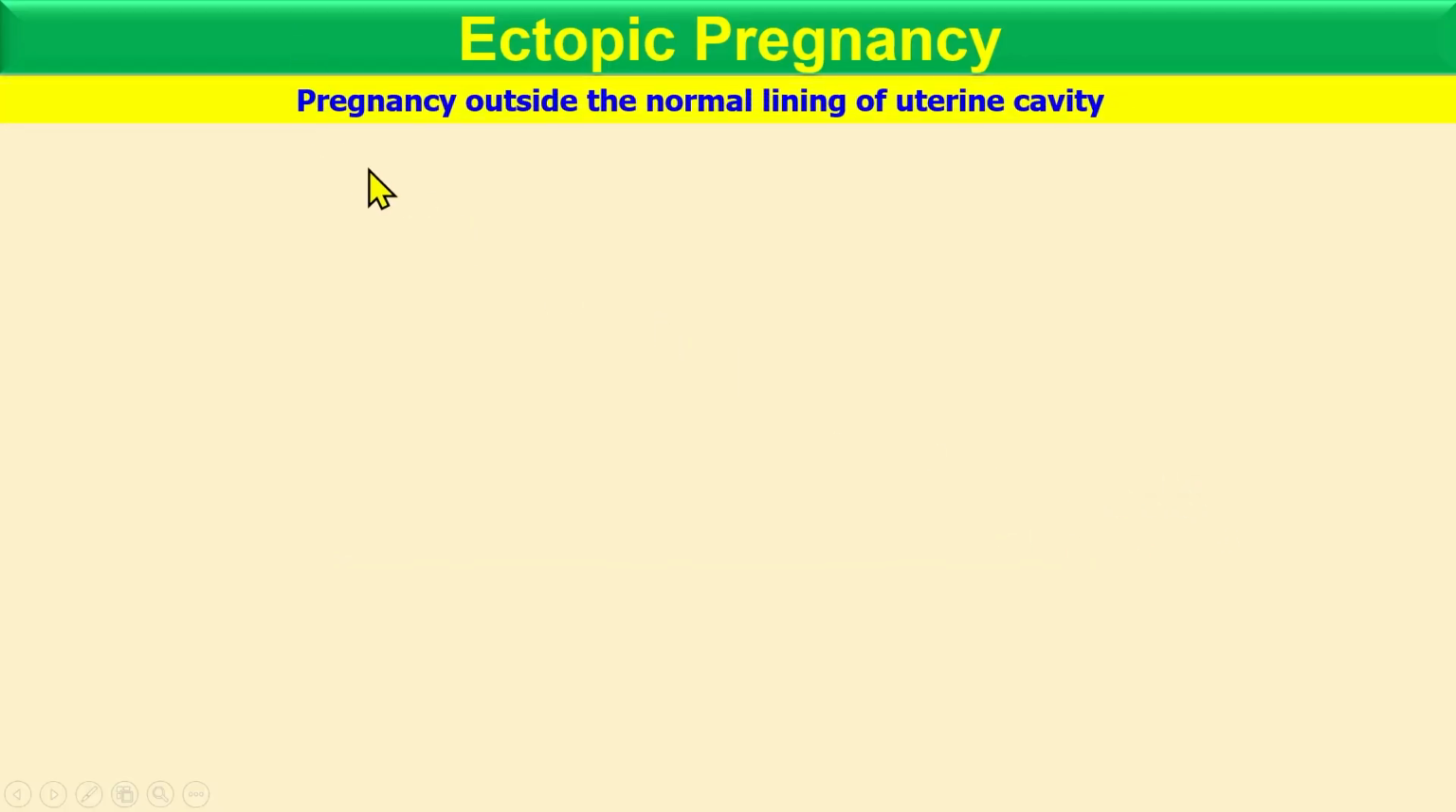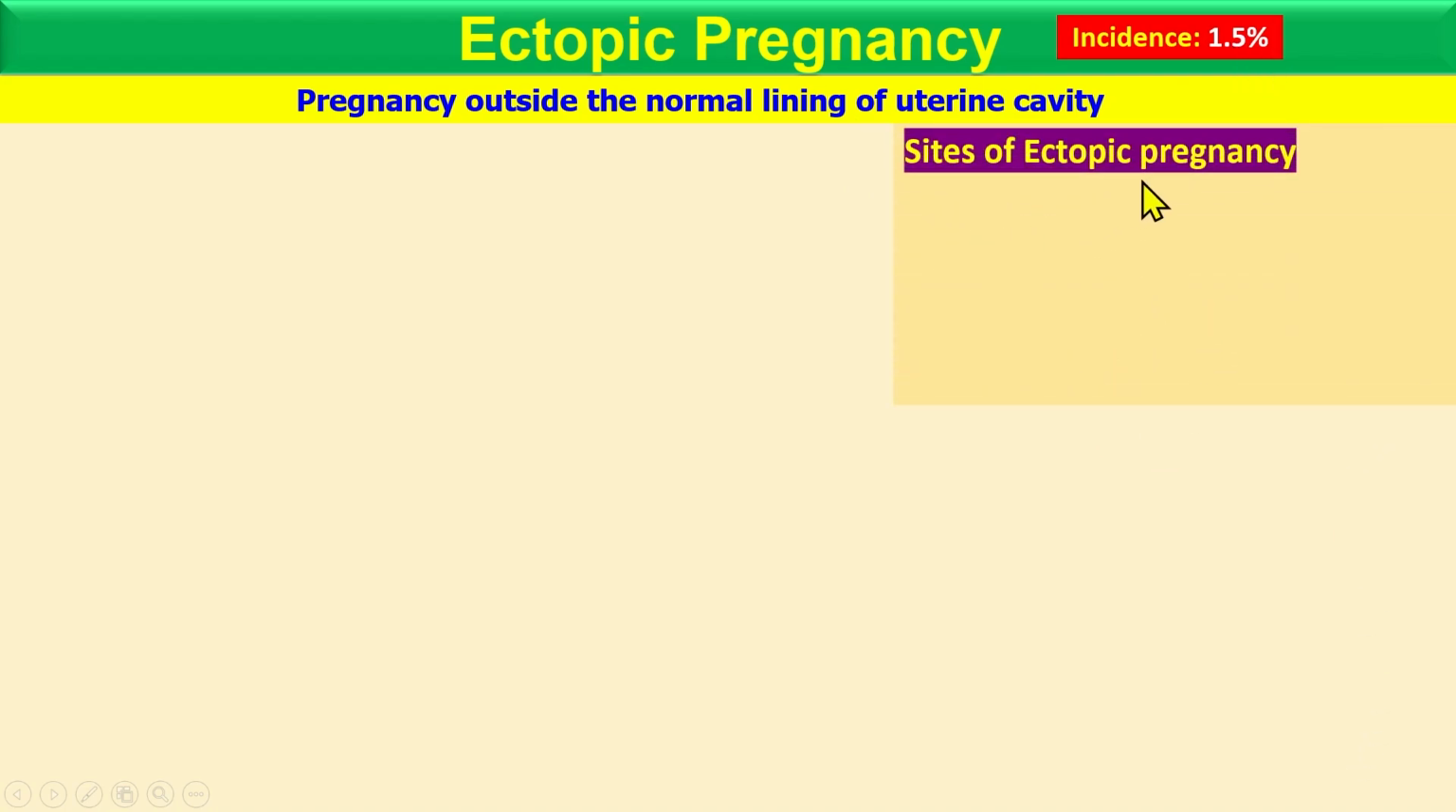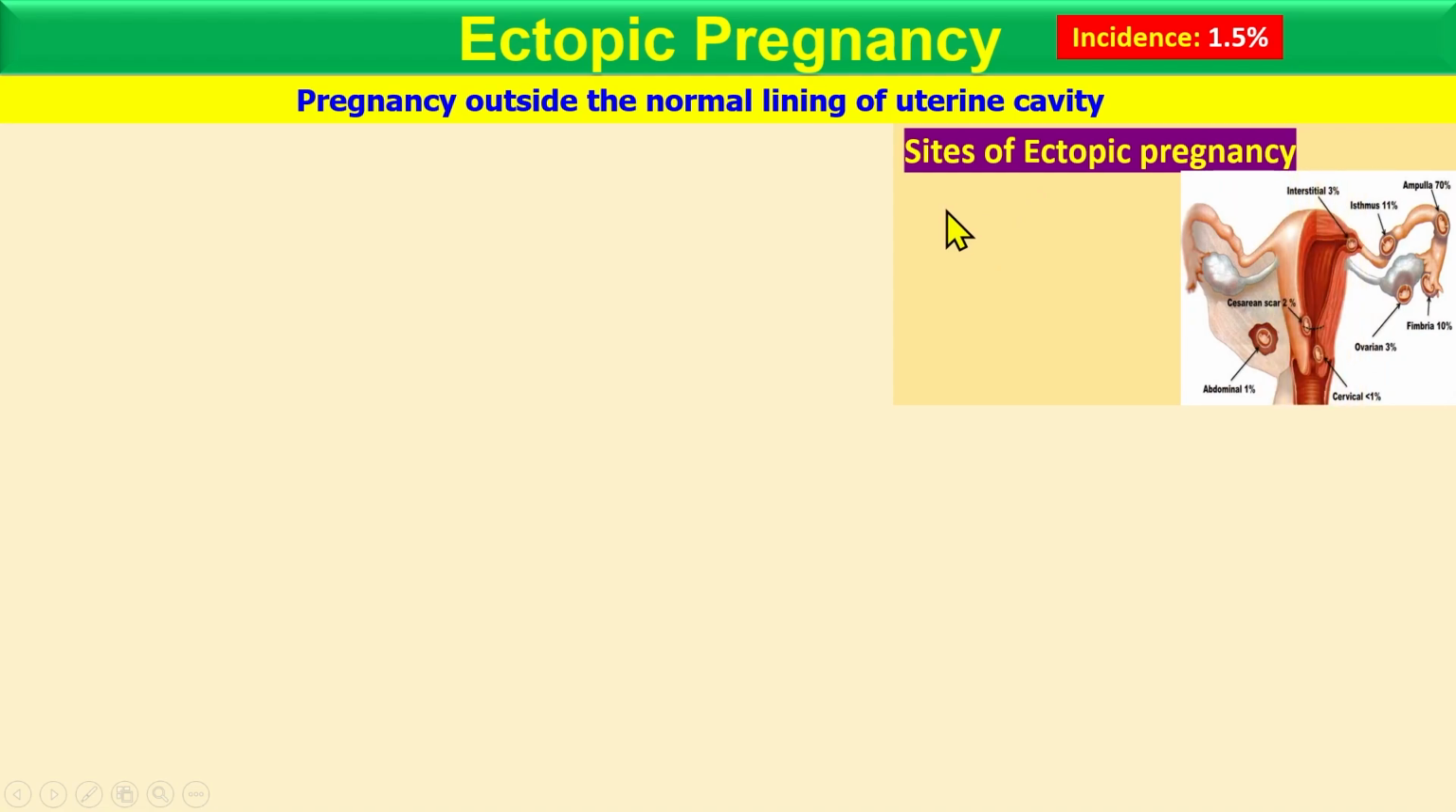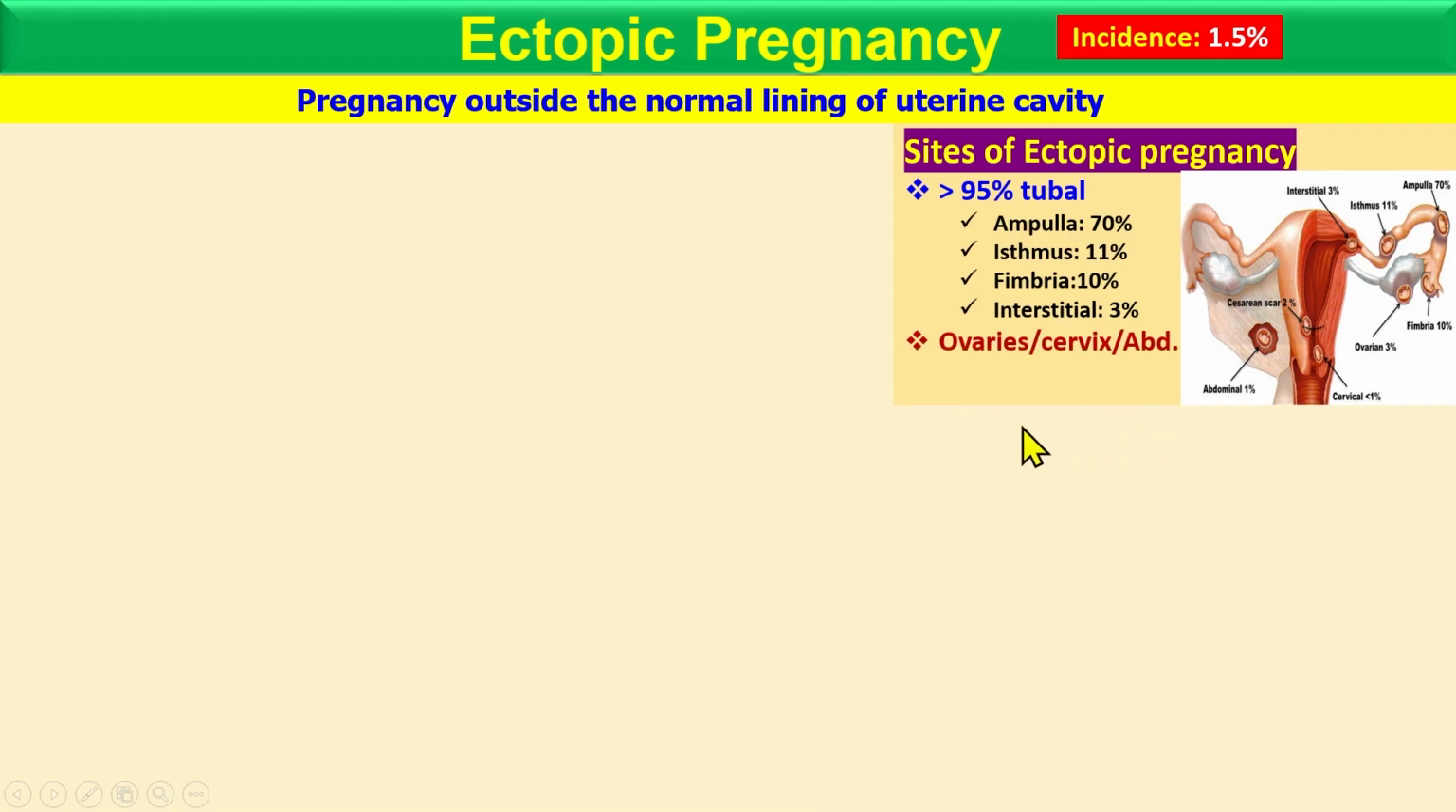Okay, so what is the ectopic pregnancy? Pregnancy outside the normal lining of the uterine cavity. The incidence is 1.5%. So what are the sites of ectopic pregnancy? You know better. More than 95% is tubal, and the others are the ovary, cervix, abdomen, C-section scar, and the rudimentary horn. The rudimentary horn is a remnant of the developmental tissue, for example of the uterus or cervix, any component. So this is where the zygote can implant.